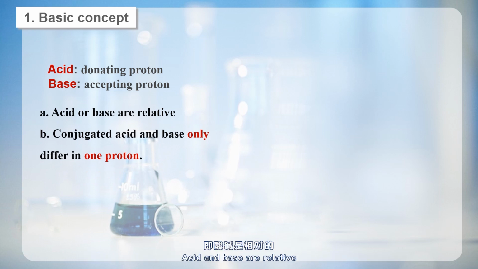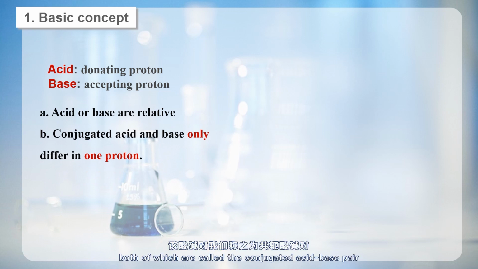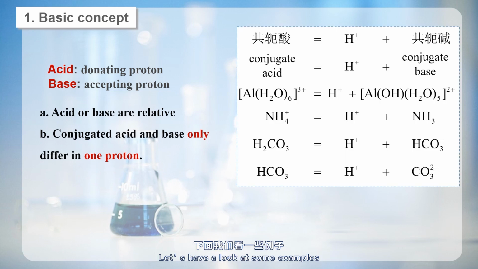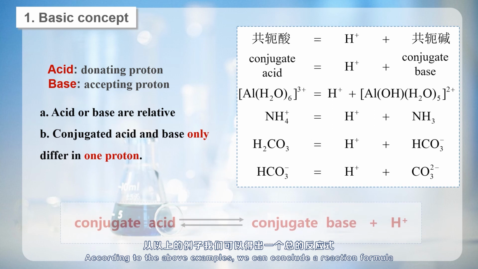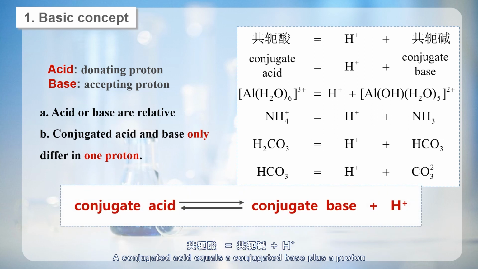Acid and base are produced simultaneously. One acid corresponds to one base, both of which are called the conjugated acid-base pair. Only one proton is transferred between the conjugated pair. Let's have a look at some examples. According to the above examples, we can conclude a reaction formula. A conjugated acid equals a conjugated base plus a proton.